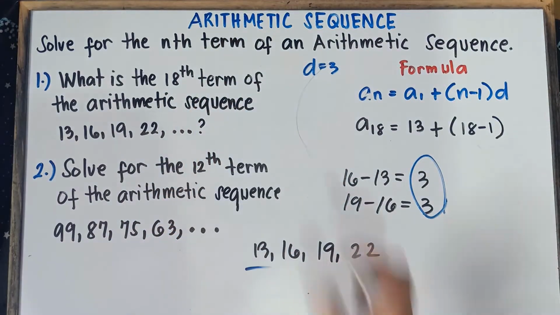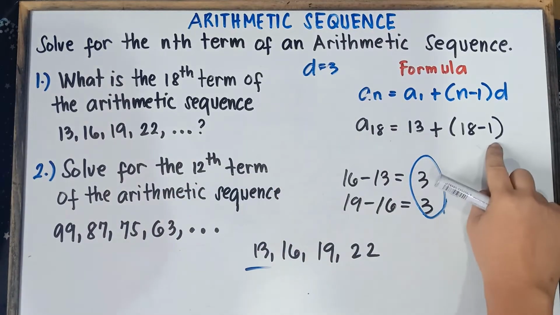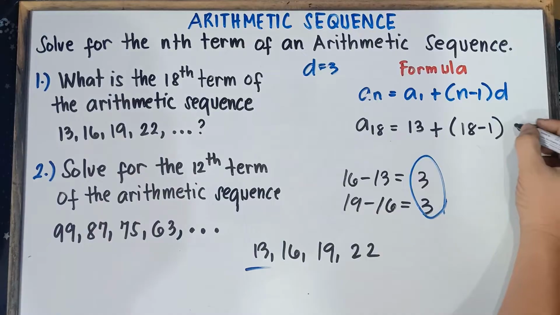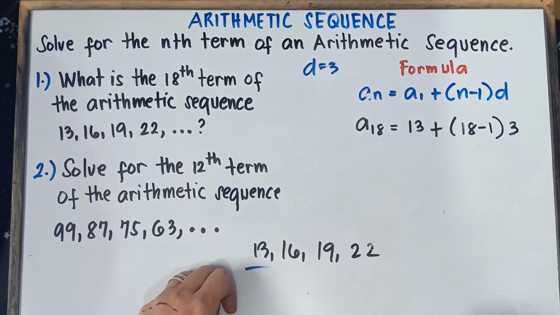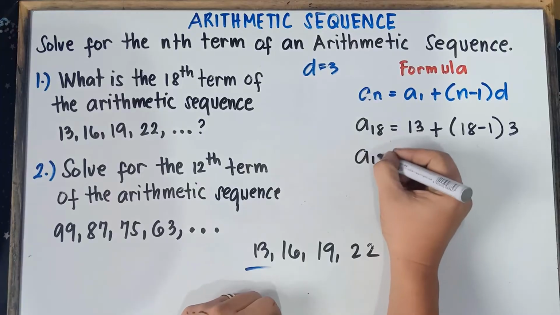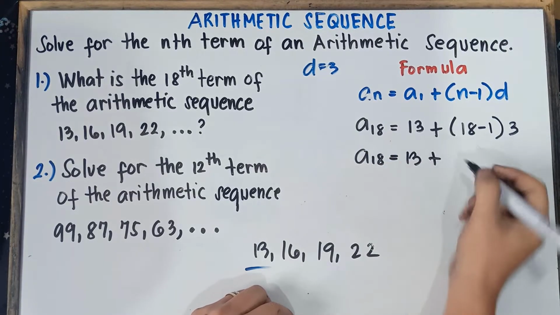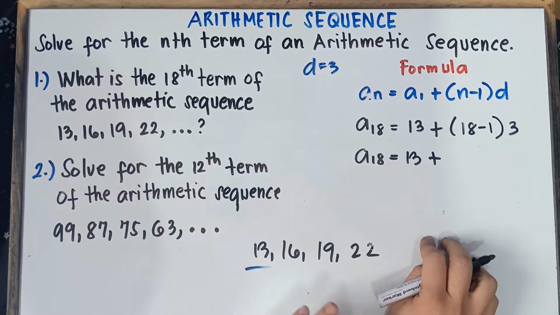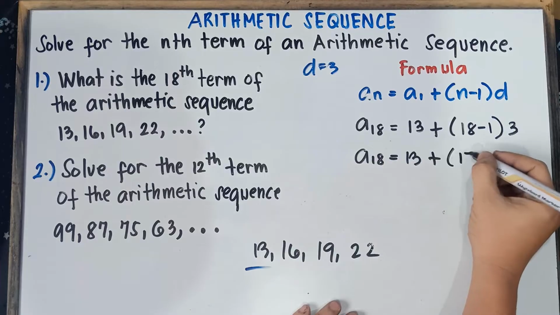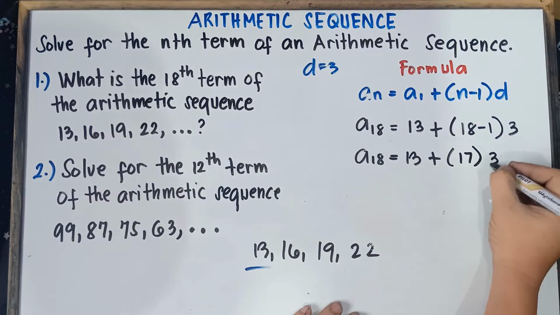Alright, so this will be 18. So 18 minus 1, and then the common difference is 3, times 3. Alright, and then simply simplify this one. So copy a sub 18, the 18th term, is equal to 13 plus 18 minus 1. What's the answer, class? 18 minus 1, that's correct. That would be 17. So 18 minus 1, that would be 17, and then times 3.